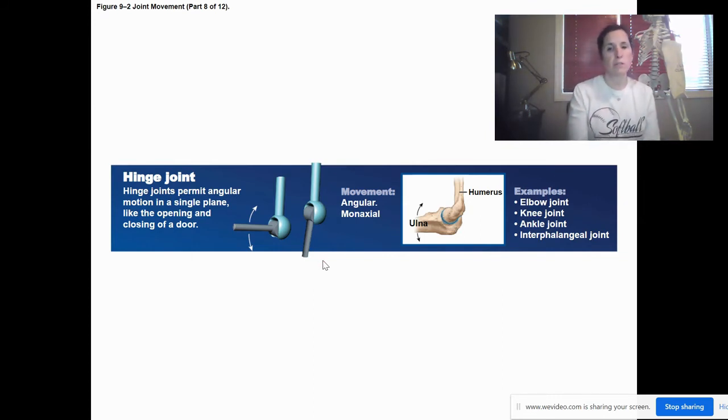Your hinge joint, you can see your elbow joint. The knee joint is a modified hinge because the bones don't completely connect like we see here in the elbow. Your ankle joint and your interphalangeal joints. So you can grab something with your hands.